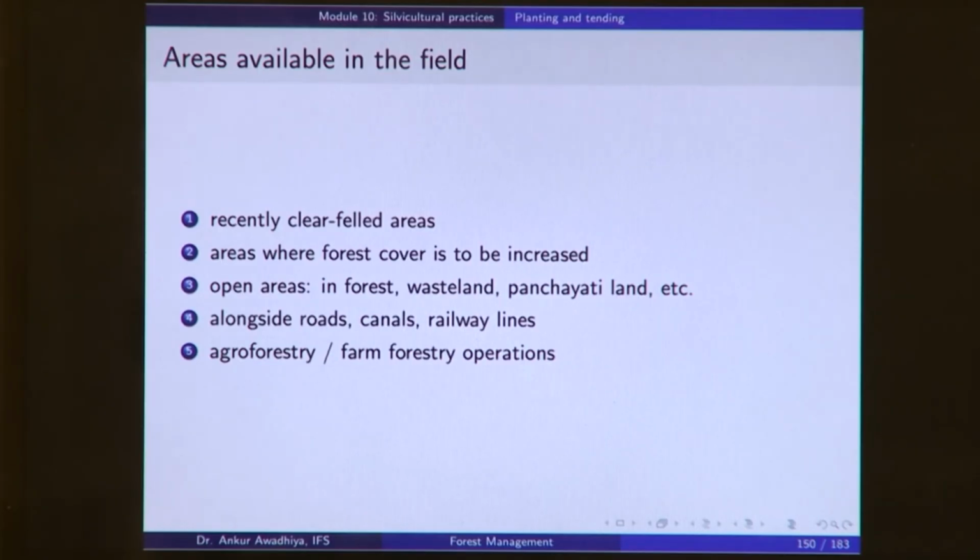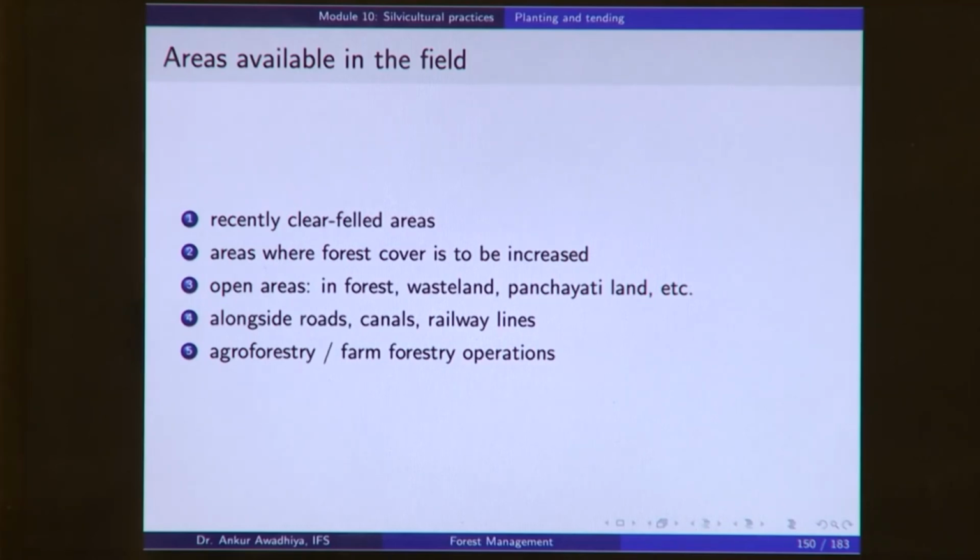The first one is recently clear felled areas. Now, we had seen in the lecture on the clear felling system that in this system we remove all the trees that are there on the piece of land, and when all the trees have been removed, then natural regeneration is not possible, except in a few cases where we have coppice regeneration or regeneration through advanced growth. But in general we can say that in the case of a clear felling system, you remove everything, so you will have to go and plant in those areas. So, the areas where you have done clear felling are areas that are available for planting.